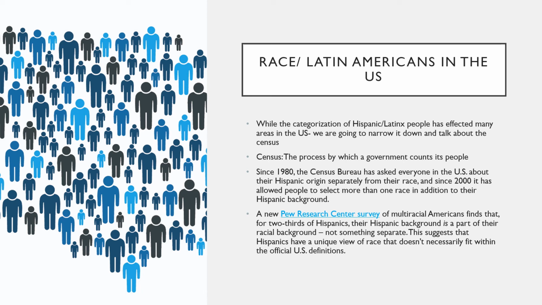However, a new survey of multiracial Americans finds that for two-thirds of Hispanics, their Hispanic background is part of their racial background and not something separate. And so that is saying over half of Latinos and Hispanics consider their Hispanic or Latino background as their race, not necessarily something separate like the US Census counts it. So this suggests that Hispanics have a unique view on race that doesn't necessarily fit within the US definition of how race is categorized on this very important document.